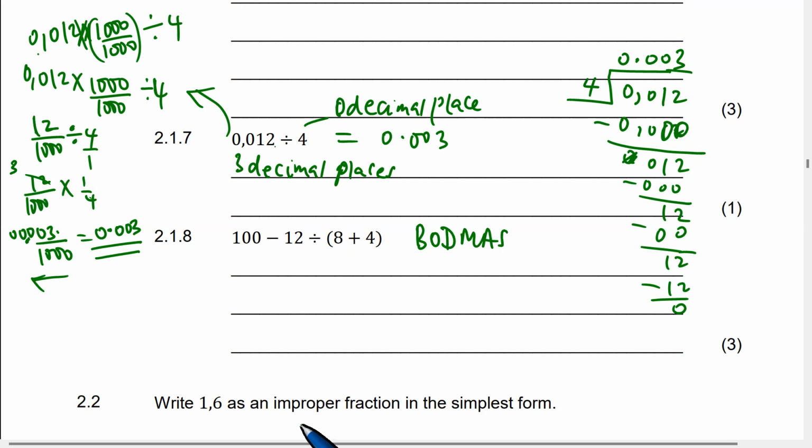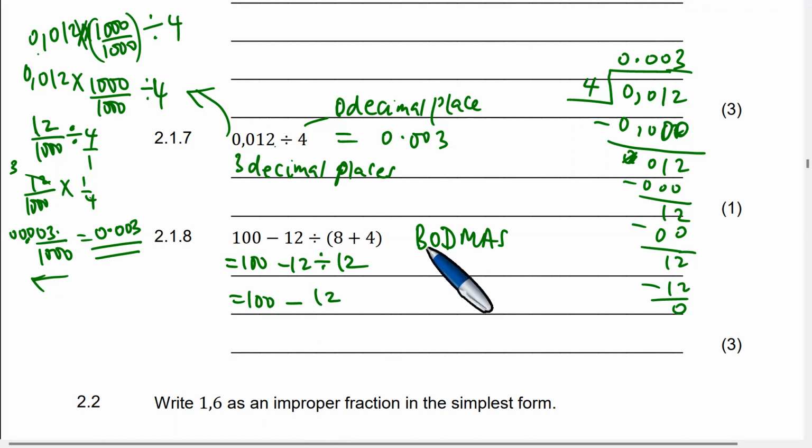Brackets. 4. So is the answer 99? Okay, let's check. I did not work it out before. Right, so Bodmas says that first you need to get rid of the brackets. Which means that this is 100 minus 12. What is 8 plus 4? 12.